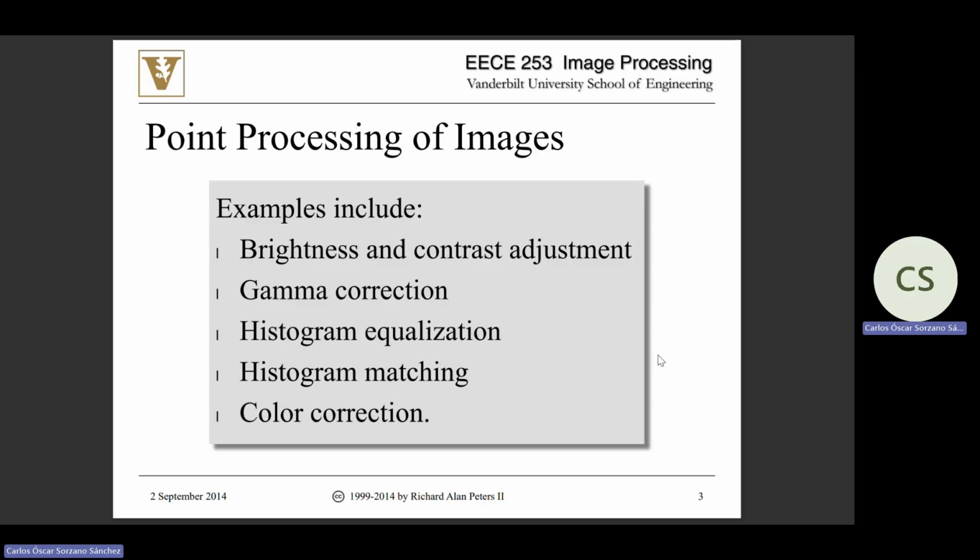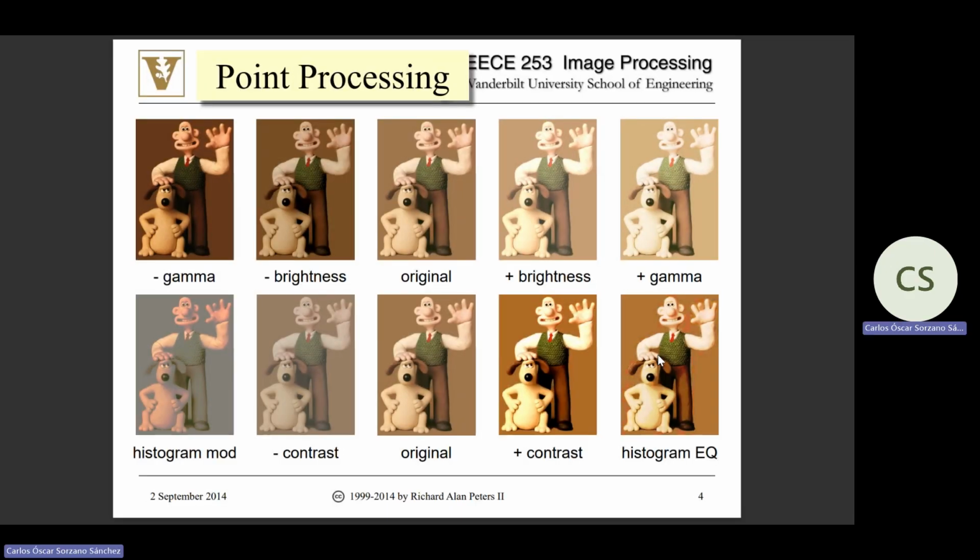And with this, you can construct several useful operators: brightness and contrast adjustment, gamma correction, histogram equalization, histogram matching, color correction. So we will see all of these. Here you have the final results. We will see how to do each one of these operations.